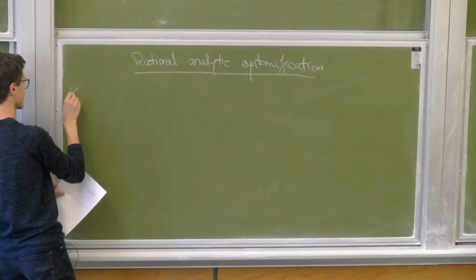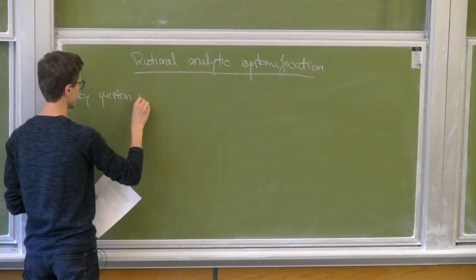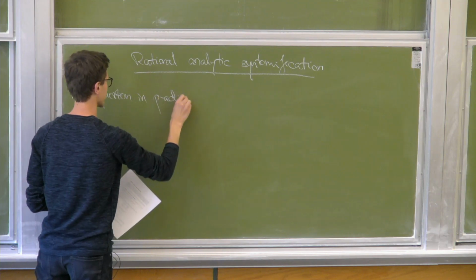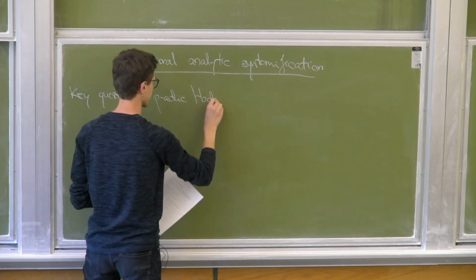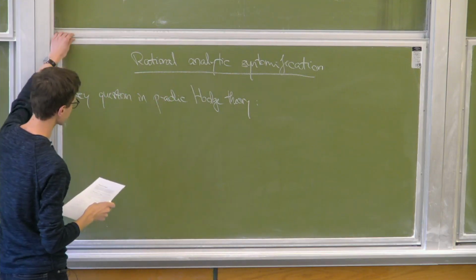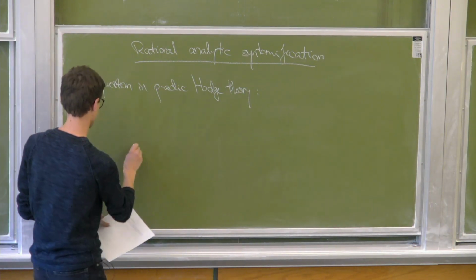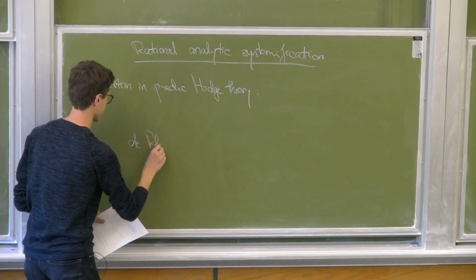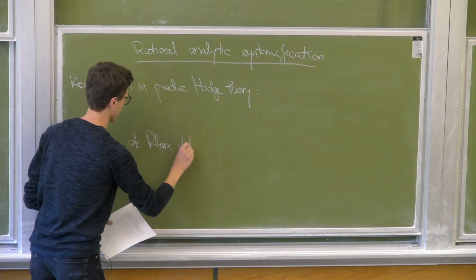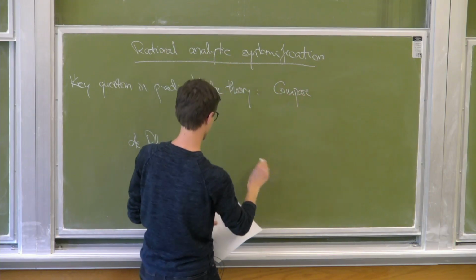So I guess one key question in p-adic Hodge theory is how to compare the de Rham data and the étale data.